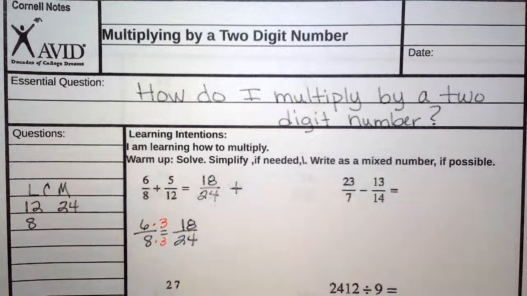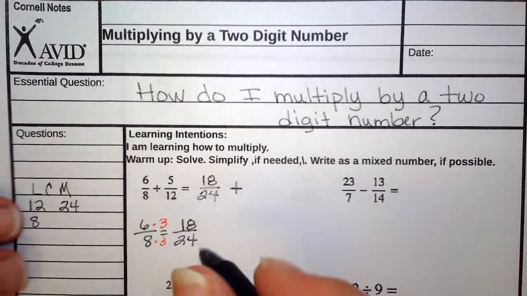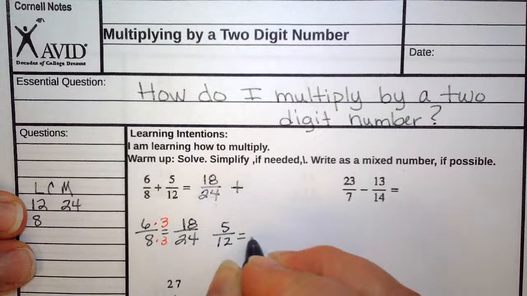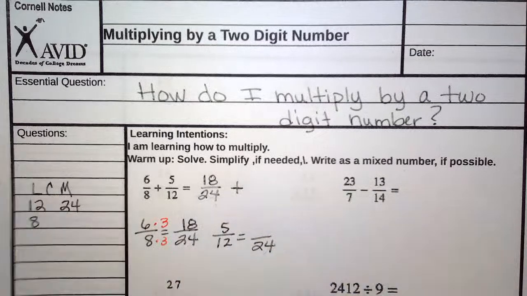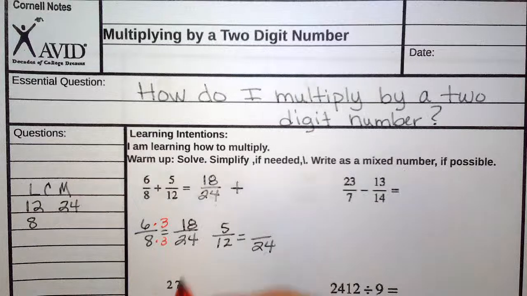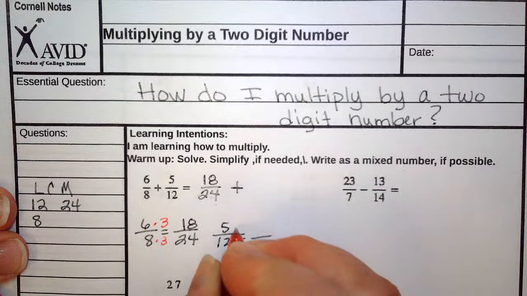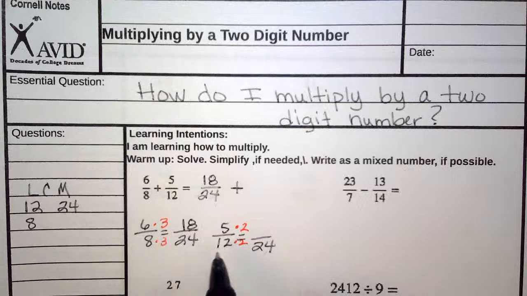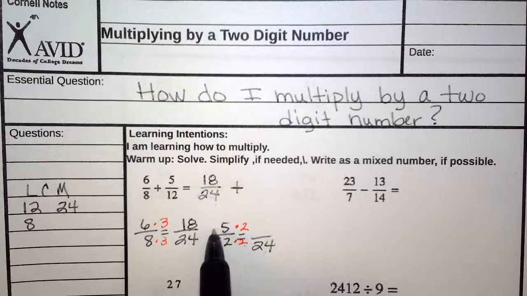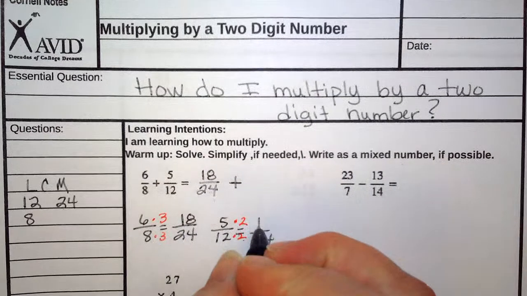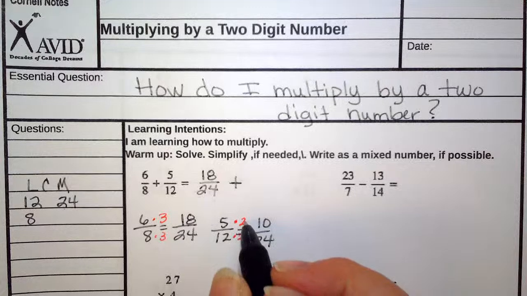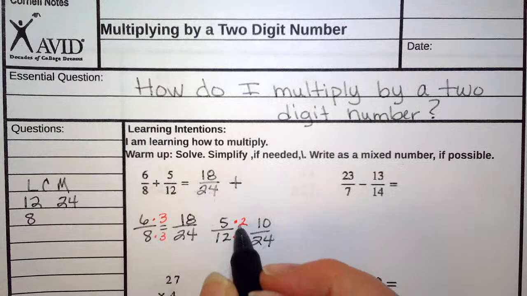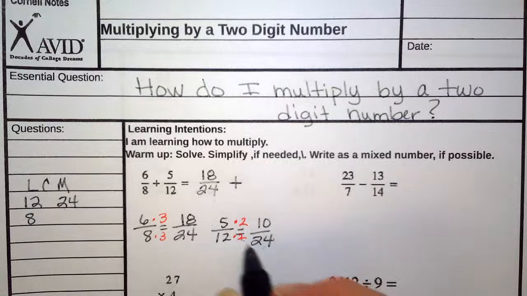Plus, I'm going to do the same thing again. 5 over 12 is equal to what over 24? 12 times what gives me 24? 12 times 2. So I've got to do 5 times 2 also. I've multiplied by 1 because 2 divided by 2 is 1. 5 times 2 is 10. 12 times 2 is 24.